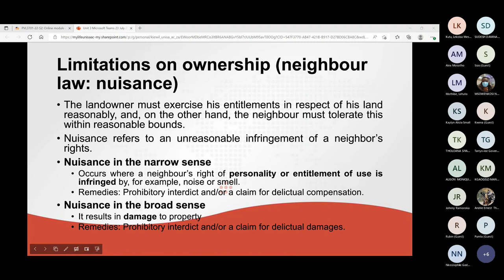Now, nuisance in the broad sense is where the conduct of somebody results in damage to your property. And in that case, you will also be able to institute a prohibitory interdict and/or a claim for delictual damages.